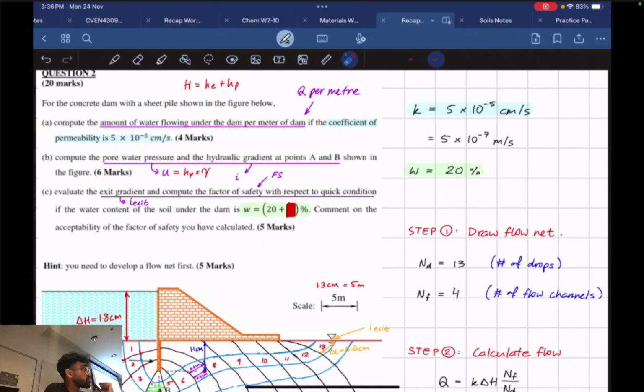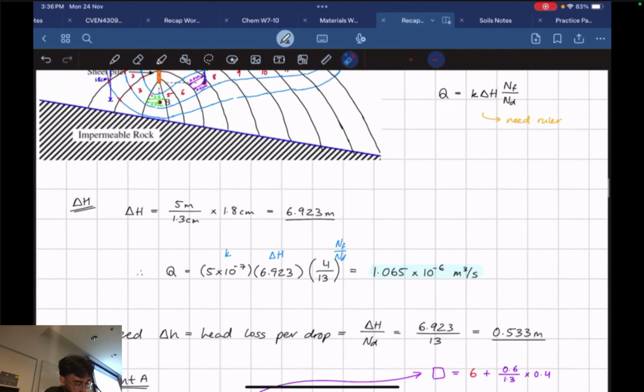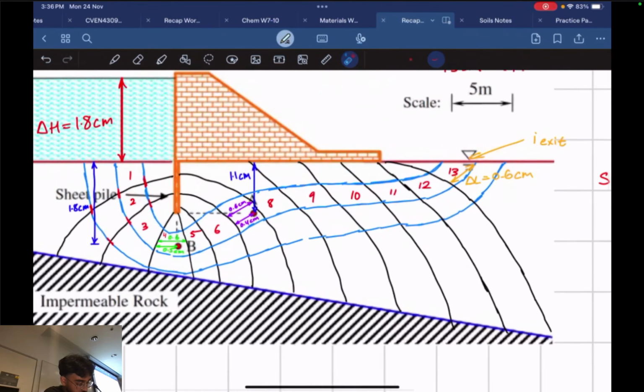Alright, so part B, they're asking us to compute the pore water pressure. So to compute the pore water pressure, you're going to need HP, so your pressure head, right? And to find your pressure head, you're going to need your elevation head. To find your elevation head, you're going to need a ruler, okay? This is really annoying, but you're going to have to use a ruler all throughout this entire question. Alright, so if I scroll down, they said for points A and B, you can't really see, but this one's point A. This is point A over here, and then this is point B.